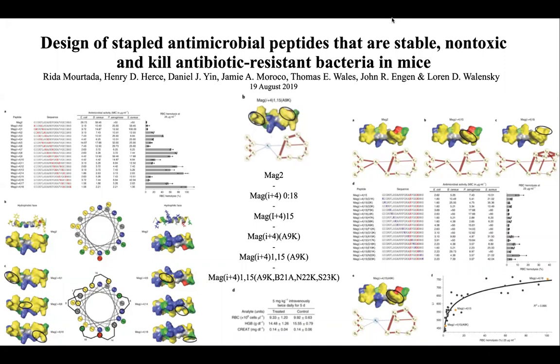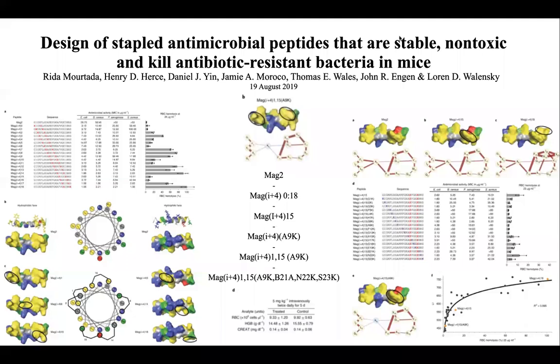So they did further mutations seen in figure D on the right there, where they substituted K amino acid for all the ones in the sequence. And they found that A9 substituted with K created the least RBC hemolysis with the highest antimicrobial activity combination.